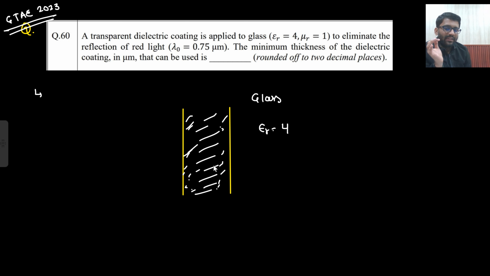Some dielectric medium is there, and you don't know which dielectric medium you used. So some coating you have applied. There was a glass, and on this glass you have applied some coating. And from here red light was coming.